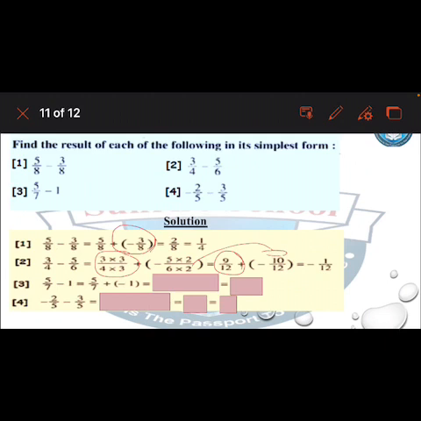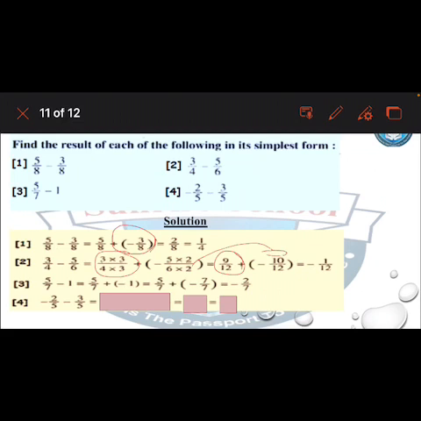Part number 3, 5 over 7 minus 1. Okay, 1 means 7 over 7. So I will write the 1 as 7 over 7 to make the denominators the same. 5 over 7 plus negative 7 over 7. Now 7 in the denominator stays, and 5 minus 7 gives us negative 2 over 7.